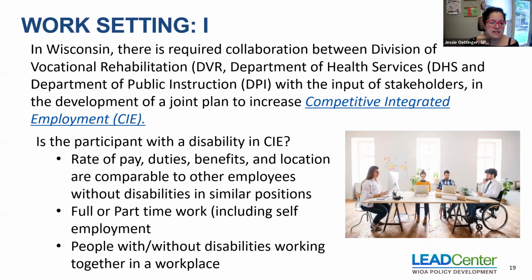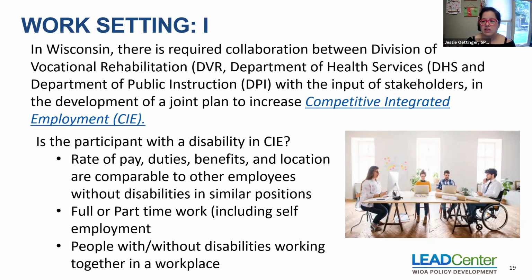WIOA defines CIE as either full or part-time work, including self-employment, in which an individual with a disability is paid at or above minimum wage and located in an environment where the individual regularly interacts with people with both disabilities and not disabilities.